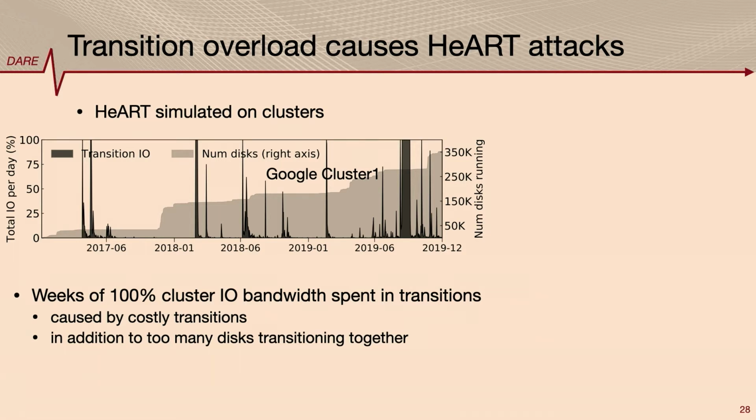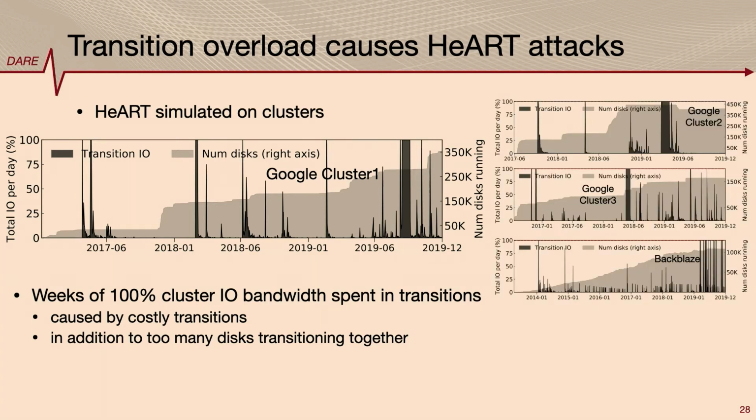Now that clearly is not okay, because the primary job of the cluster is not to change redundancy, it is to service user reads and writes. This happened because too many disks were transitioning together from one phase of life into another. And this is not just an artifact of this one cluster, but also showed up in the other clusters that we looked at.